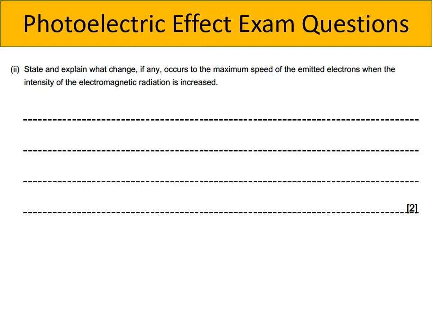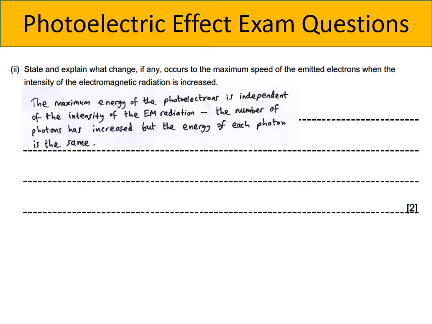So increasing the light intensity of the electromagnetic radiation would have no effect on the kinetic energy of the emitted electrons, and therefore no effect on the speed of the emitted electrons, because we know that the kinetic energy is directly proportional to the square of the velocity. So what can we write? We could say that the maximum energy of the photoelectrons is independent of the intensity of the incident radiation. The number of photons has increased, but the energy of each photon is the same because intensity is the number of photons per second.